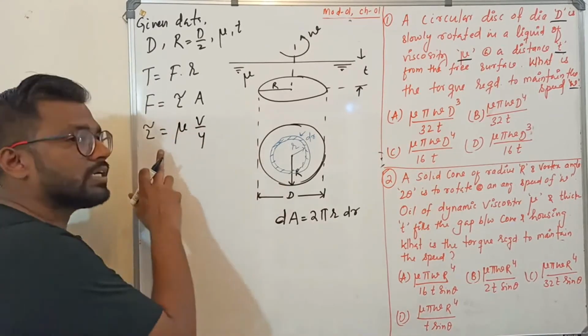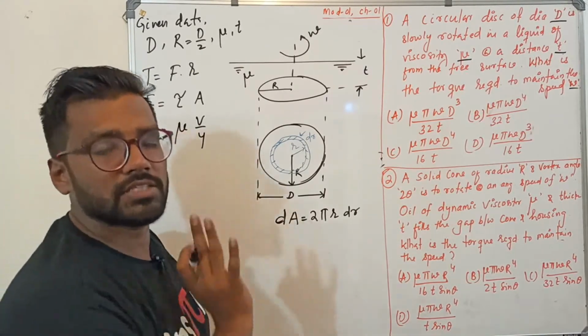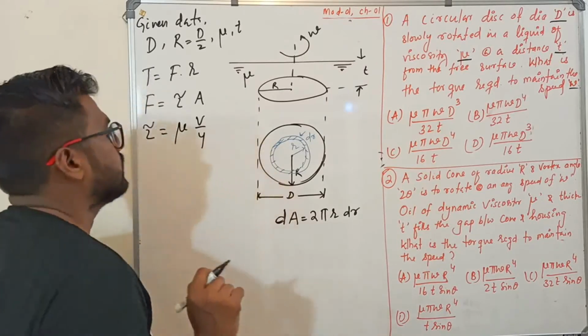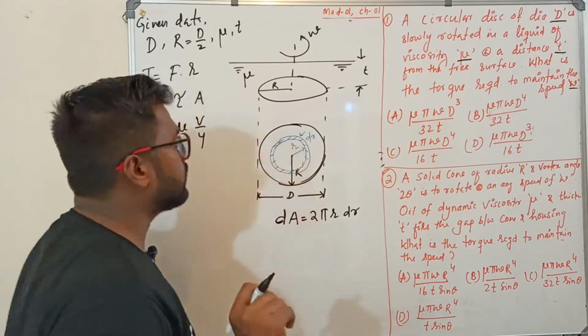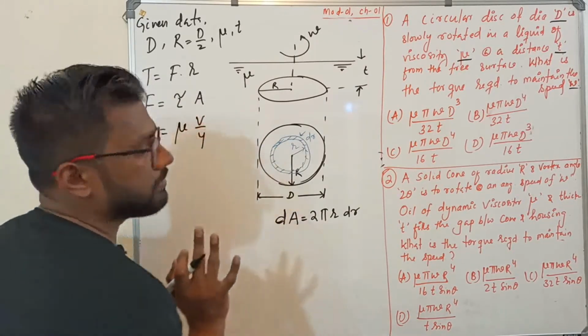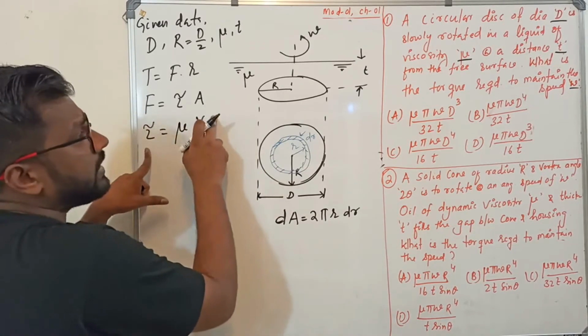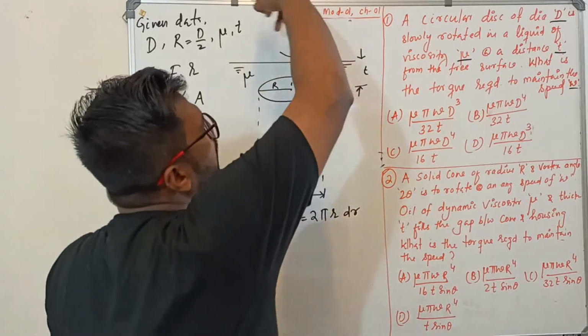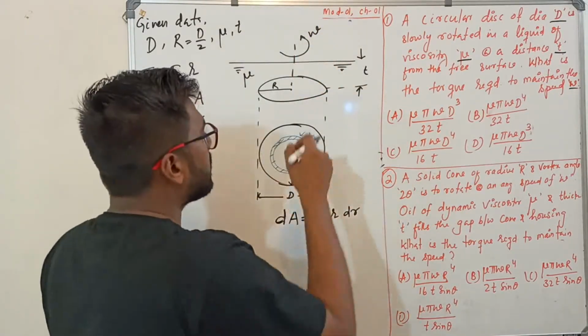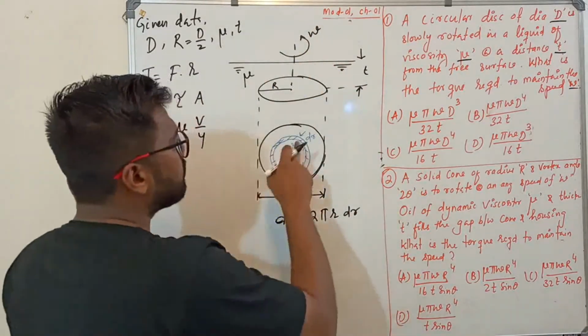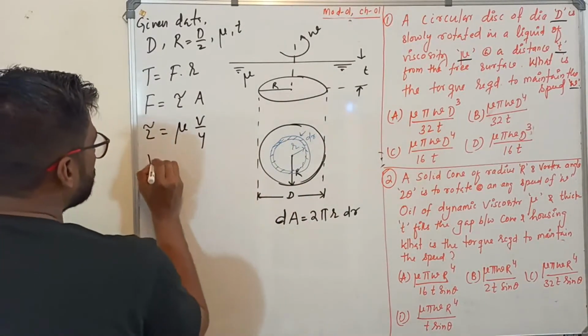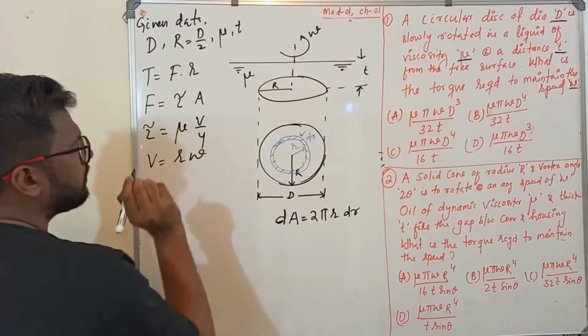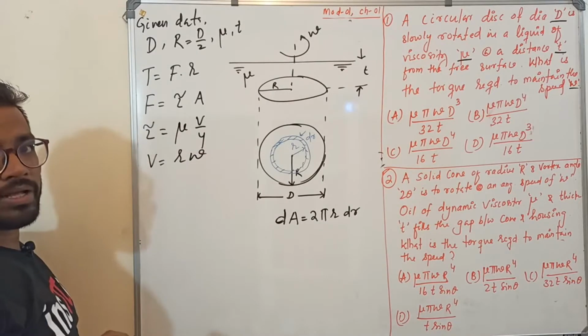If you have not studied this, in lecture 3 on viscosity we have explained it properly. Please go ahead and find it. So tau equal to mu v by y. Now, do I know v? Sir, we don't know v. Here v is not given, but it's moving at an angular velocity of omega. At angular velocity omega, we are taking radius r. So we know v is equal to r omega.